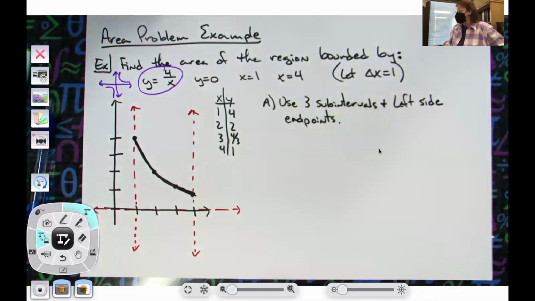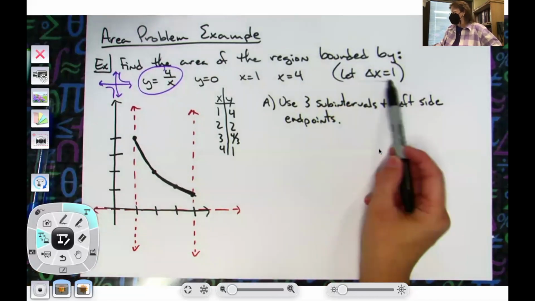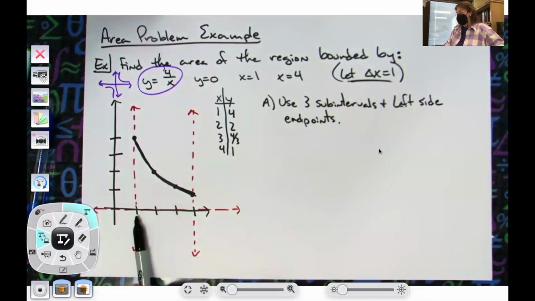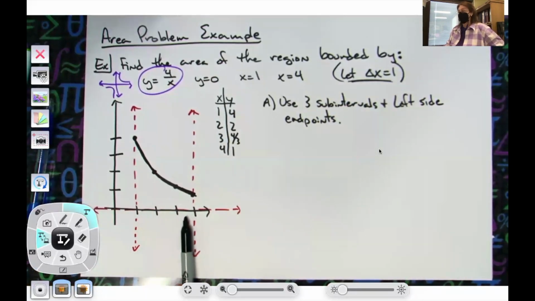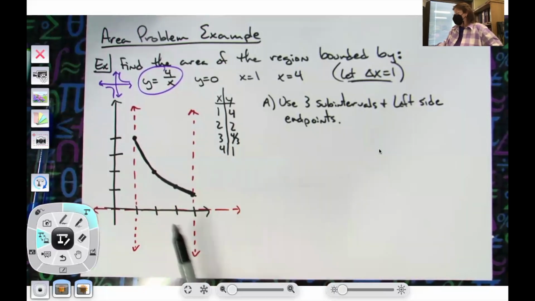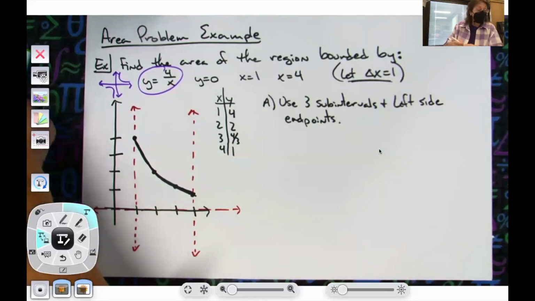Okay, I'm using 3 subintervals and left-sided endpoints. So we're going to do what we had done with rectangles. I did say up here I gave you delta x equals 1. If I use a delta x of 1, I'm going to have 3 rectangles. My subintervals are going to be my rectangles. If I'm going to do left-sided endpoints, let's put this in green.